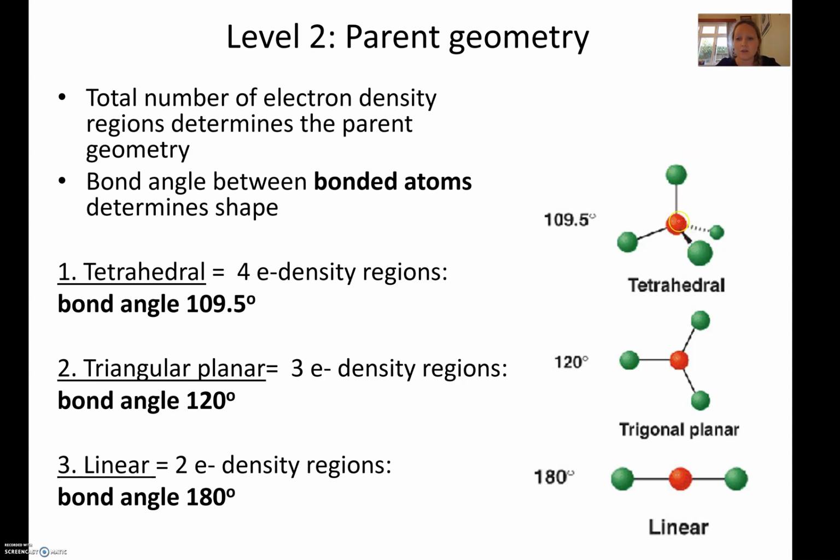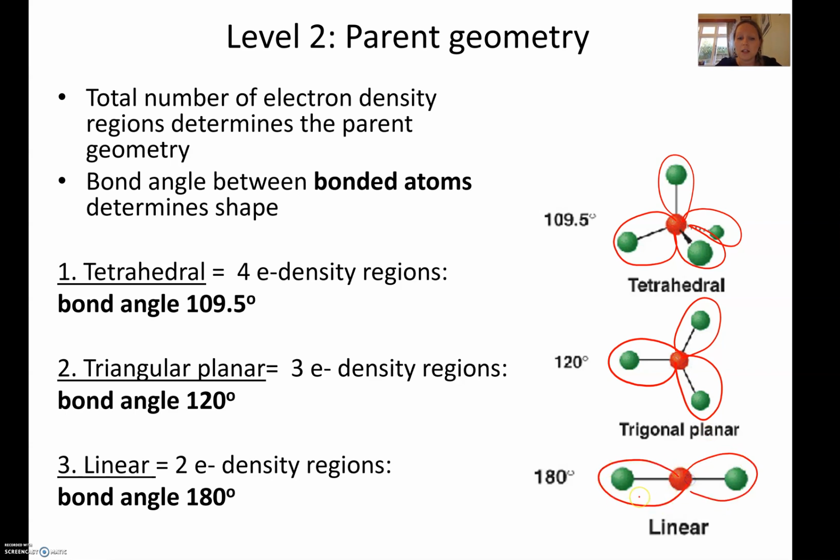So this is tetrahedral shape where there are 4 electron density regions and they repel as far as possible. These 3 that are on your screen, so this is trigonal planar with 3 electron density regions and this is linear with 2. These are all the parent geometries for Level 2, and what that means is that all the other shapes that you learn are derived from these 3, okay? Because lone pairs repel just as much as a bonded pair, and so therefore the lone pairs contribute to the shape. So this here has 4 electron density regions and a bond angle of 109.5.